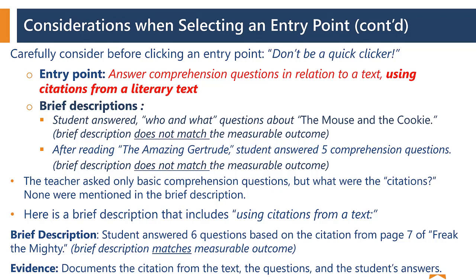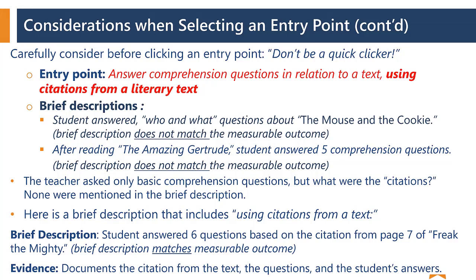So if this teacher really did mean to choose this one, her brief descriptions could have said something like, student answered 6 questions based on the citation from page 7 of Freak the Mighty. The brief description matches the measurable outcome. And then each piece of evidence would document the citation from the text, the questions, and the student's answers. So be sure that there isn't a better entry point for you when there is one that says just answer comprehension questions from a literary text. And if that's what you want, make sure that that's what you choose.